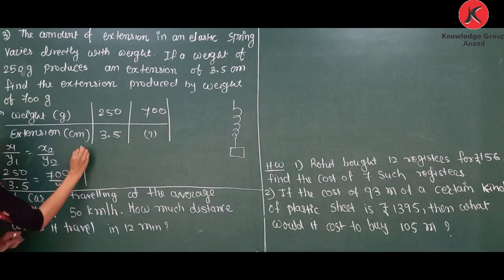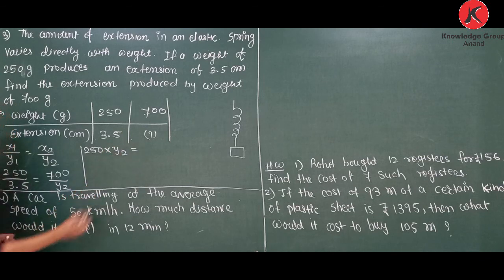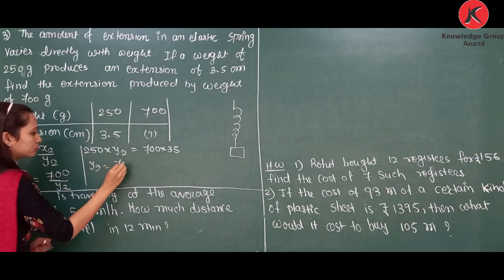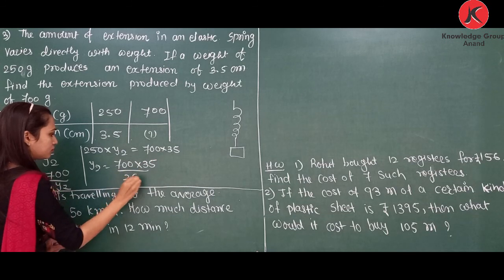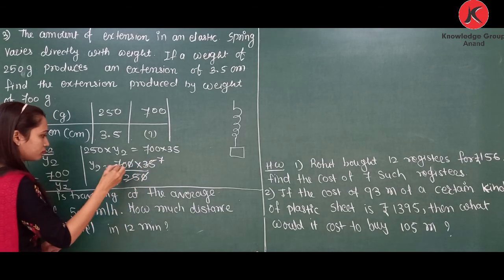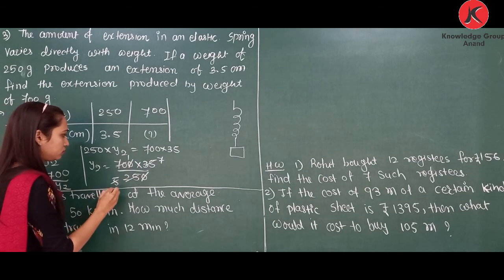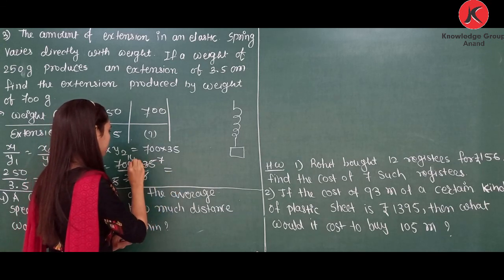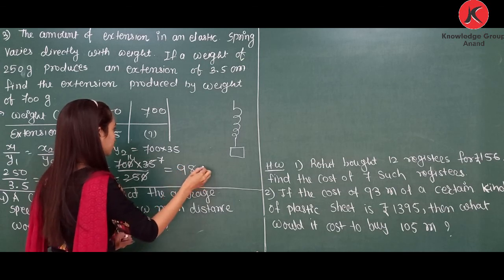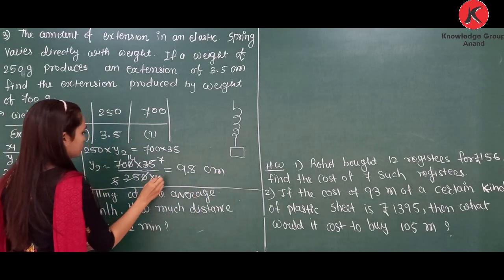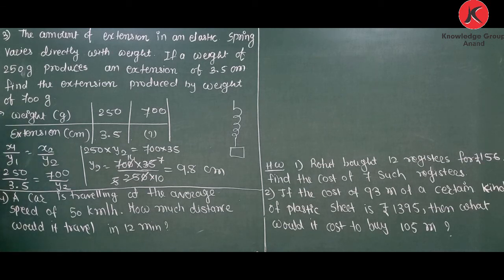So here y2 is multiplied with 250 is equal to 700 multiplied with 3.5. Now 250 will be in a divide. The 0 will be cancelled. 5, 7, 40. So that will give 9.8 centimeter, because here it is 35, so 10 will be there. So 9.8 centimeter, that is the length of the spring when 700 gram weight is hung.